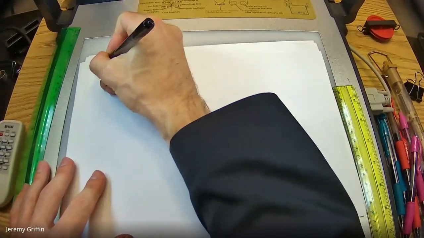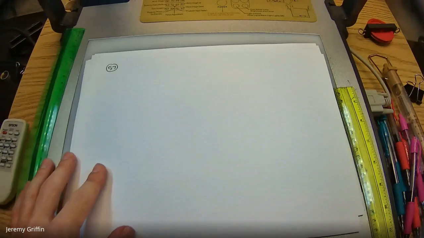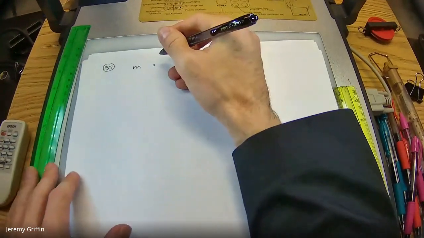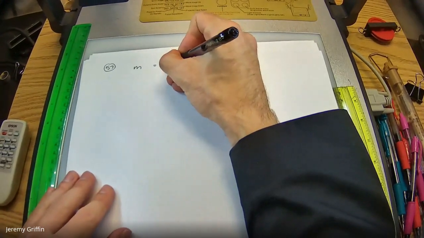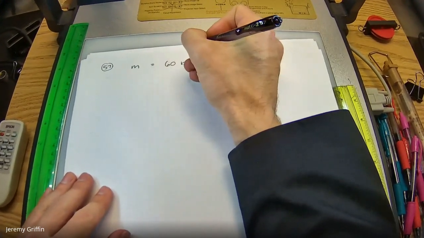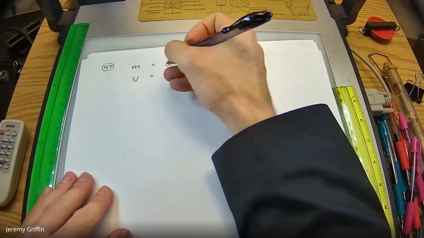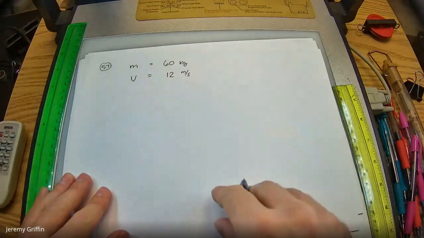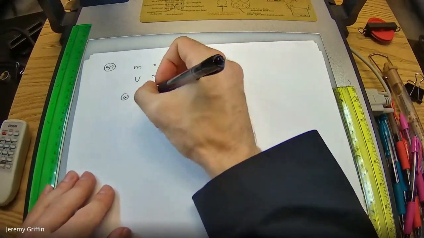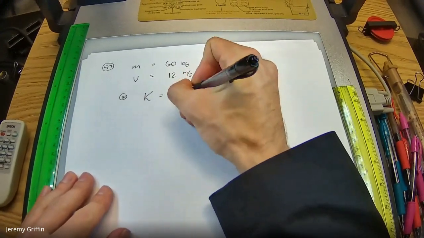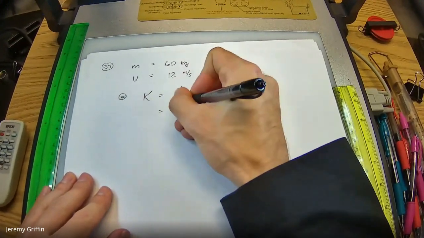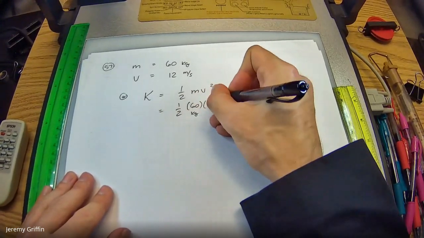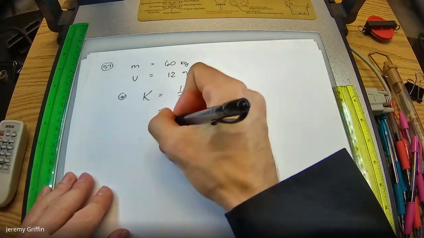So number 57, zoom out. There we go. So Tony has still mass. I'm going to do what I normally do, change the numbers a little bit. I'm going to make this guy 60 kilograms and give him a speed of, let's say 12 meters per second, something like that. Okay. All right, so part A, what is his kinetic energy? Well, that's your 1/2 mv squared, which is 1/2 at 60 kg times 12 meters per second, squared.